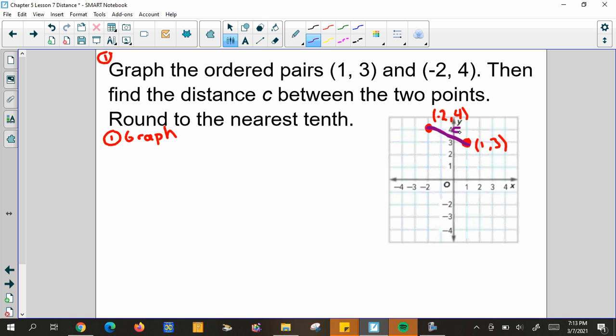Now, in order to find C, we're going to create our right triangle. Our vertical distance, which is one space, and our horizontal distance, which is 3 spaces. So we find that by just counting the number of spaces to get from one point to another.